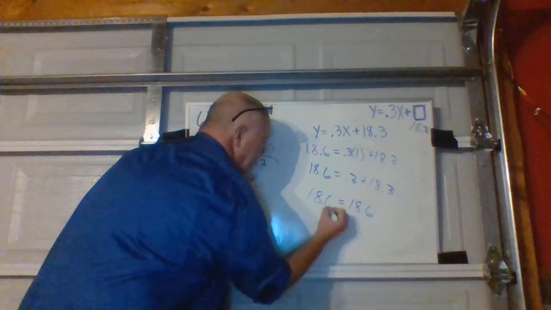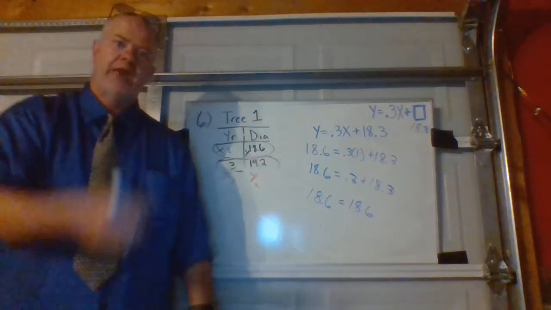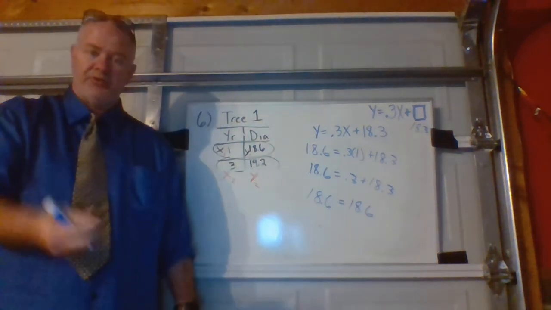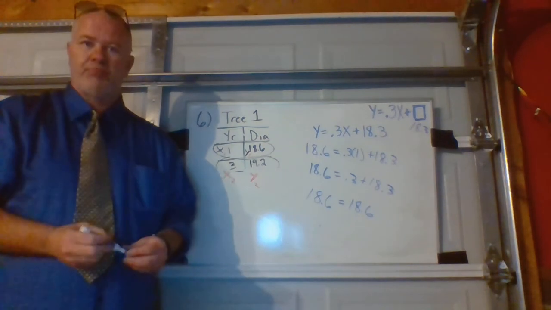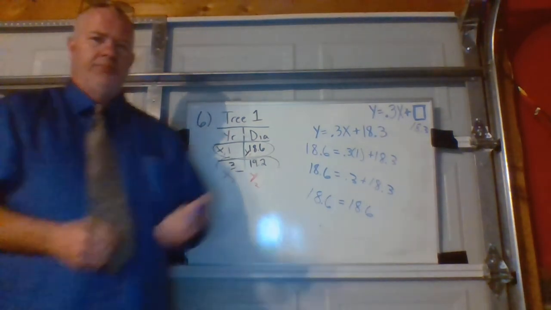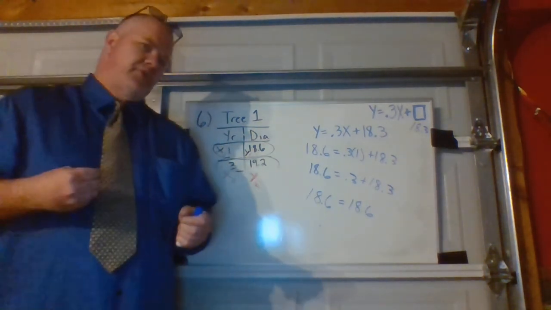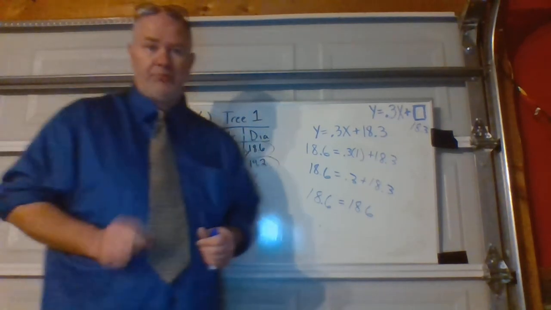That tells us we have the correct equation, and we were able to check that by inserting that first point and working it out. Again, that's just one alternative method to find the y-intercept at this point.